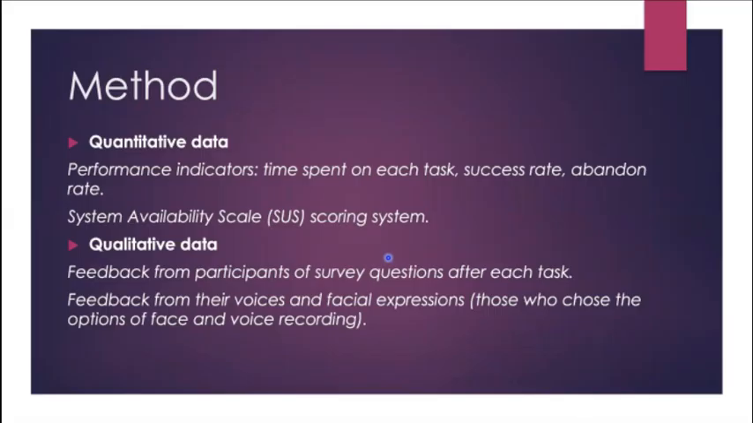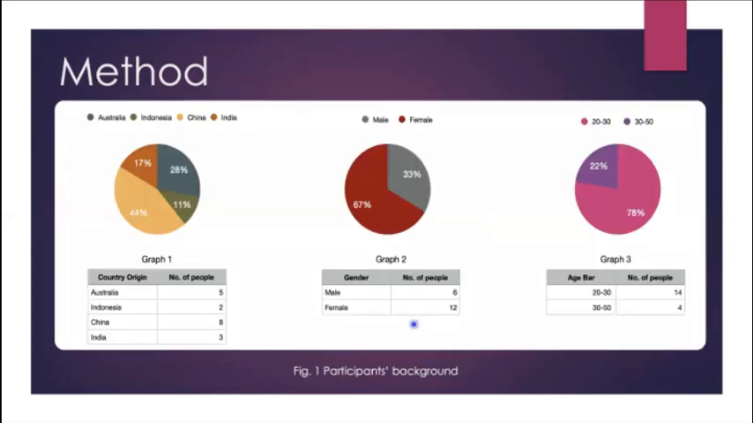Talking about the method, we have quantitative data, which expresses the performance indicators and the SUS scoring system, whereas the qualitative data gives feedback from the participants through survey questions and records facial and voice expressions. The graphical presentation shows 18 participants from different origins around the world, where 6 are male and the rest are female, with the majority being young adults.